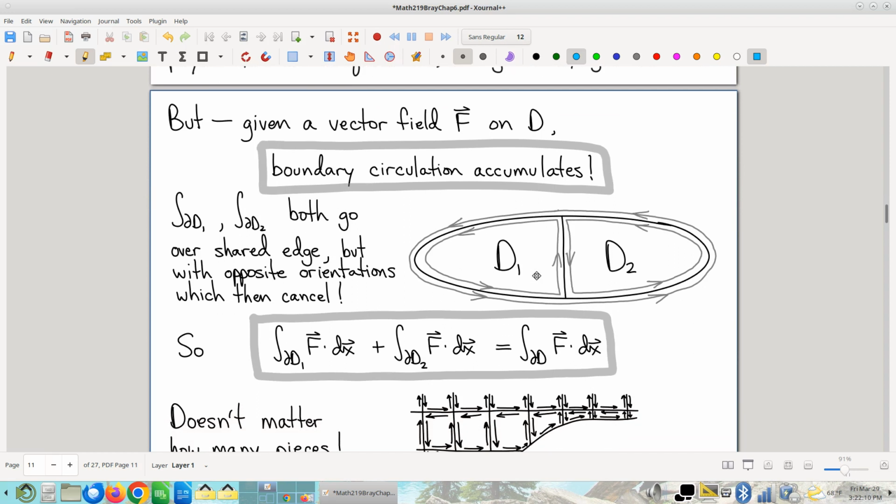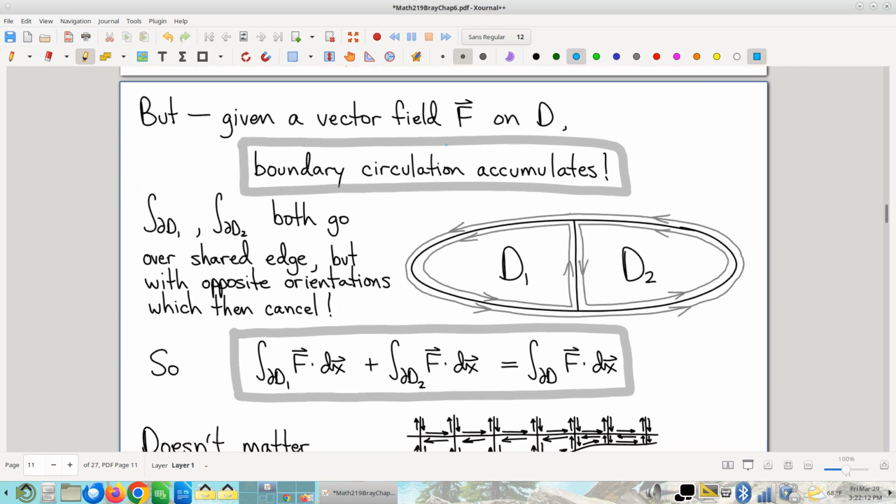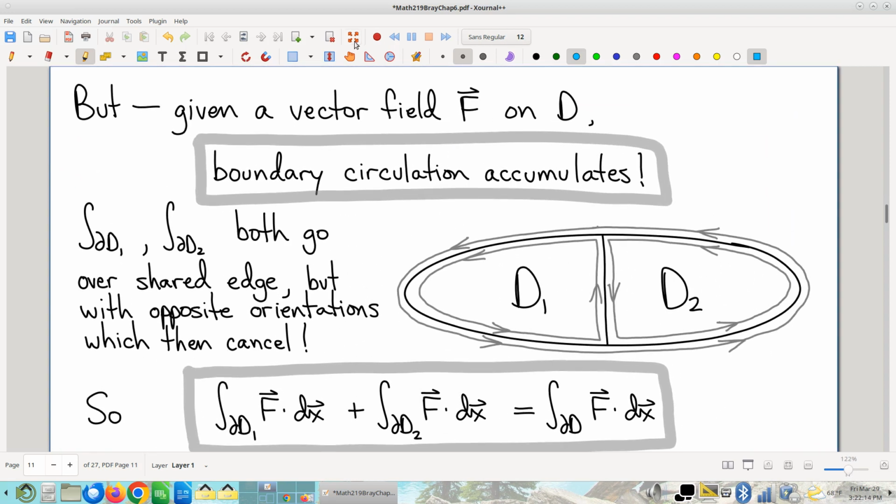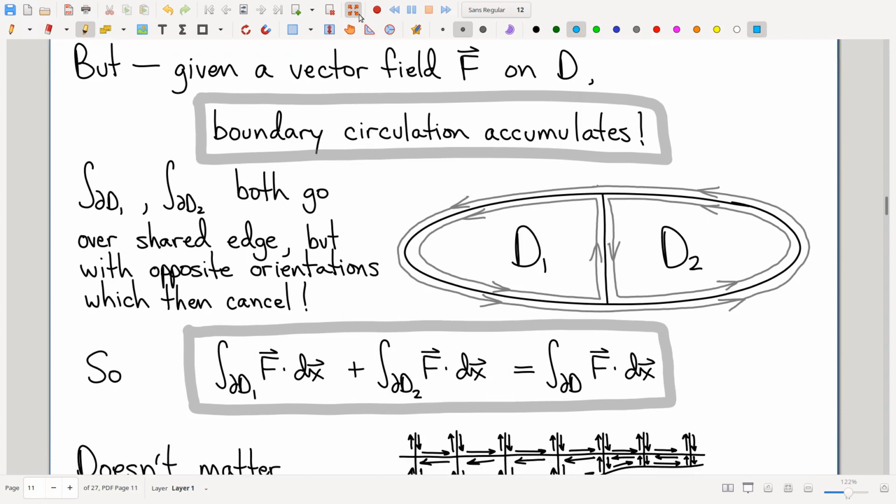So now picking up here from last time. Turns out there is a really surprising accumulating quantity, and that is boundary circulation. Given some vector field, and you have to have a vector field settled to be able to talk about what you mean by boundary circulation, boundary circulation is an accumulating quantity. Now, it doesn't feel like it should be, right?